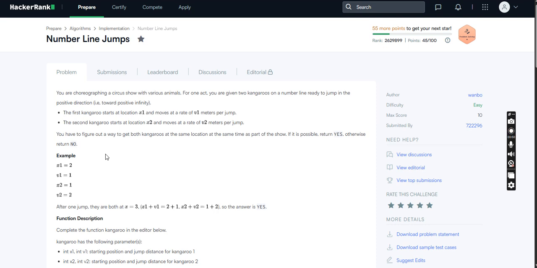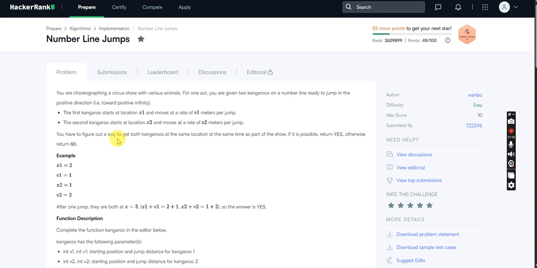You are choreographing a circus show with various animals. For one act, you are given two kangaroos on a number line ready to jump in the positive direction towards positive infinity, continuing, not negative now, increasing positively, like 2, 3, 4, 5, 6, and so on. The first kangaroo starts at location x1 and moves at a rate of v1 meters per jump. The second kangaroo starts at location x2 and moves at a rate of v2 meters per jump.